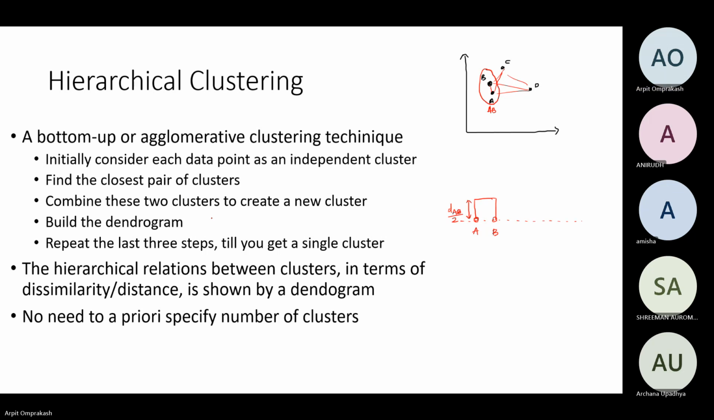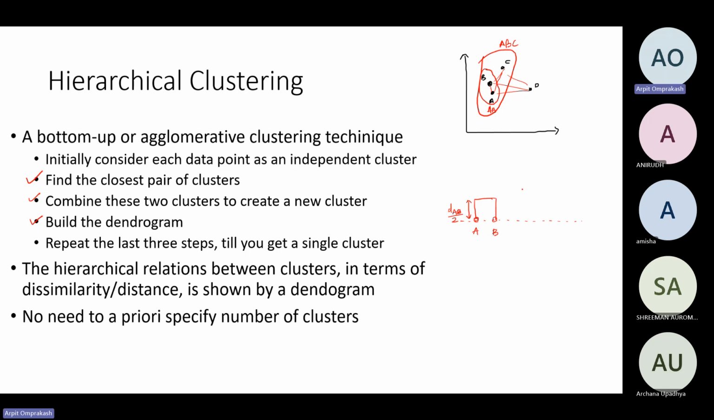Then we did this, we built a dendrogram. So the next thing is we have to repeat the second step again. So these three steps we need to keep repeating. Then we find the closest pair of clusters. So now we have A, B, C, and D. We measure the distance between A, B, and C clusters and A, B, and D, and C and D. And let's say we figure out that C is closer. So now we have another cluster, which is basically the ABC cluster.